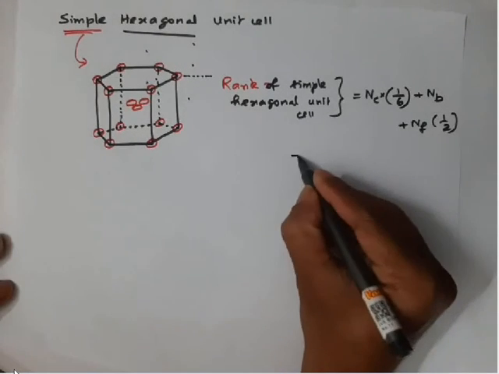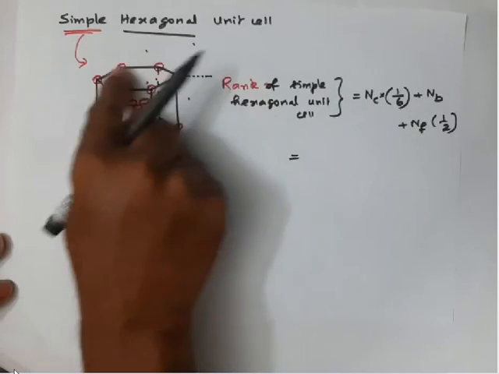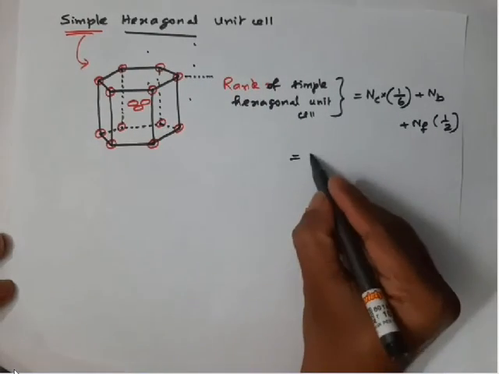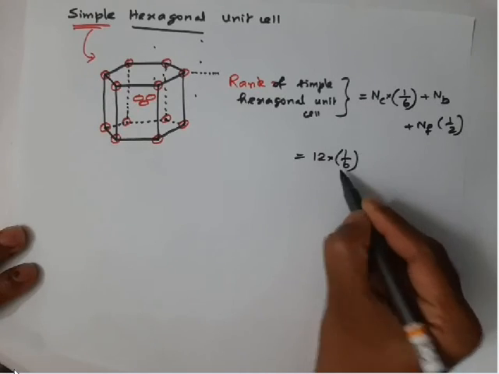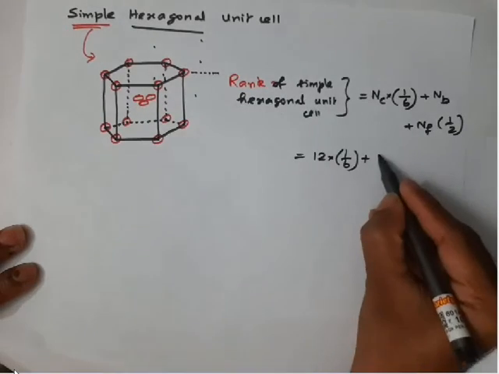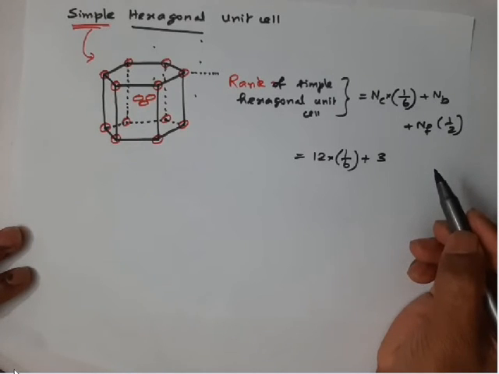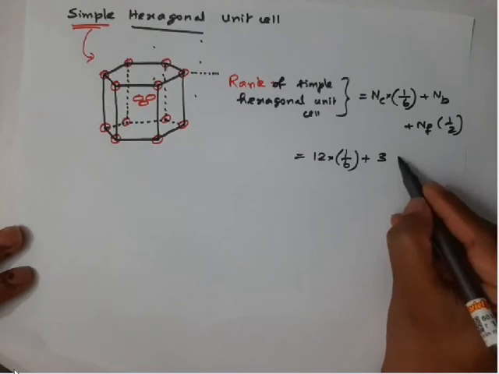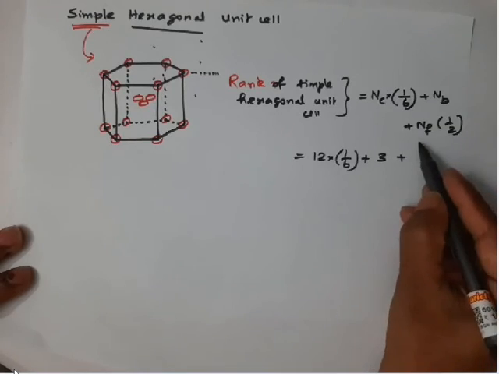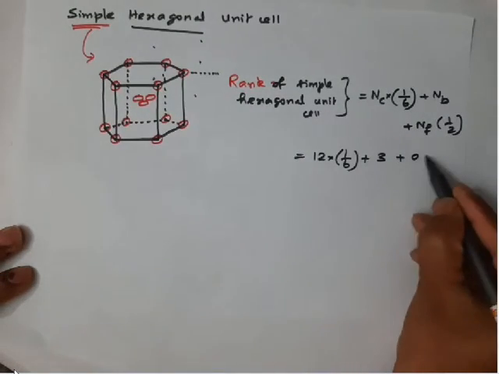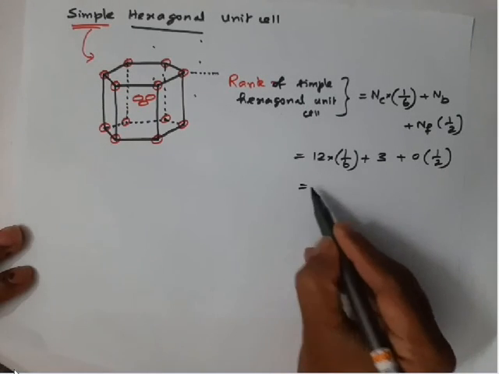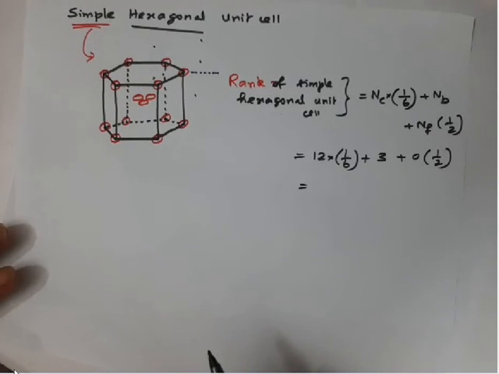Students, can you find the answer now? We have 12 corner atoms, right? 6 above, 6 below, 12 corners. So 12 into 1 by 6, plus we have 3 body center atoms, and I told you body center atoms are not shared by other unit cells. Plus number of face center atoms, there are no face center atoms now, so 0 into 1 by 2. What's the answer? Five. Okay, 5.